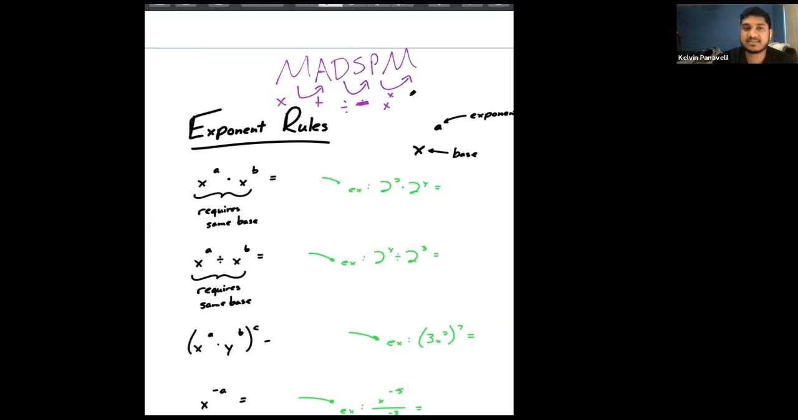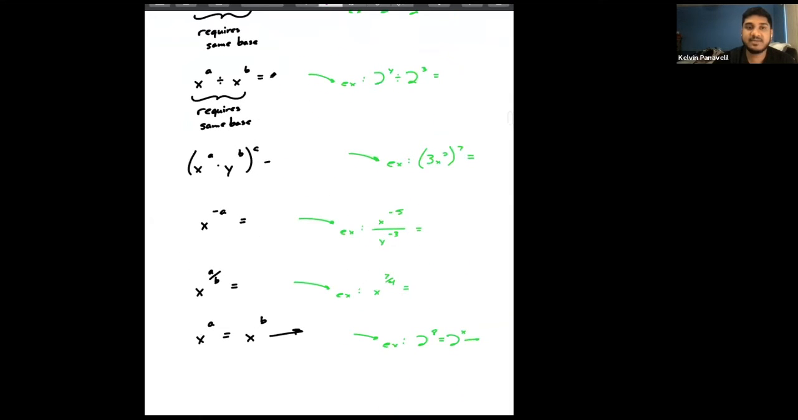So x to the a times x to the b is going to be x to the a plus b, and we went over that example. X to the a divided by x to the b is going to be x to the a minus b. X to the a times y to the b, all raised to the c, that's power to power, so you multiply the powers. It's going to be x to the ac times y to the bc. Then x to the negative a, you have a negative exponent, drop it down to the opposite side. So this would be 1 over x to the positive a.